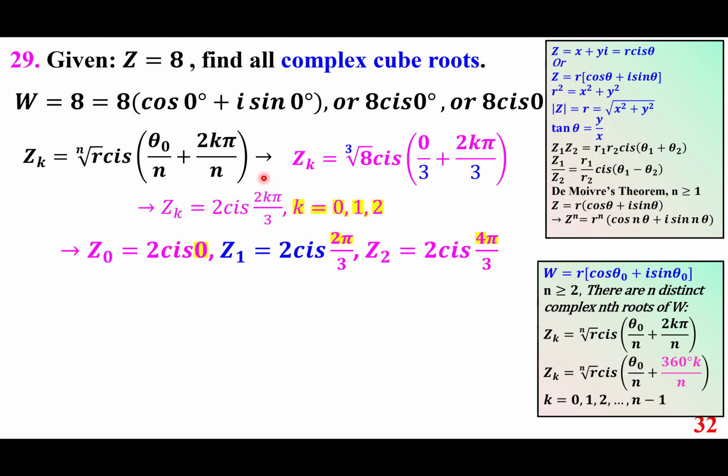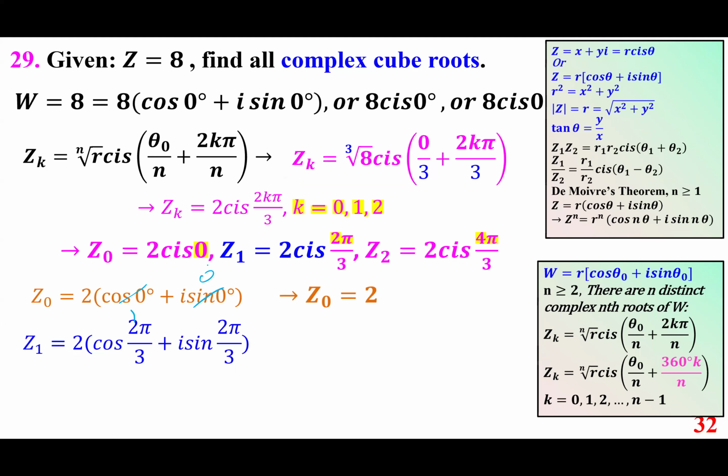So as I mentioned, if you go with 3, you get 2 cis 2 pi. And 2 cis 2 pi is the same as 2 cis 0. That's why it goes back. So starting with the 0, I hope you know cosine is 1, sine is 0, so it's simply 2. The second one, 2 pi over 3, pi over 3 is the reference arc, in the second quadrant. Cosine is negative, so this is negative 1/2, and this is positive square root of 3 over 2.